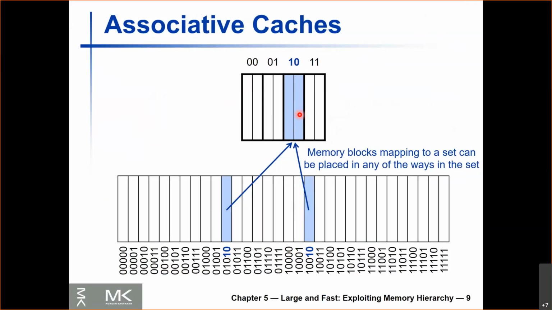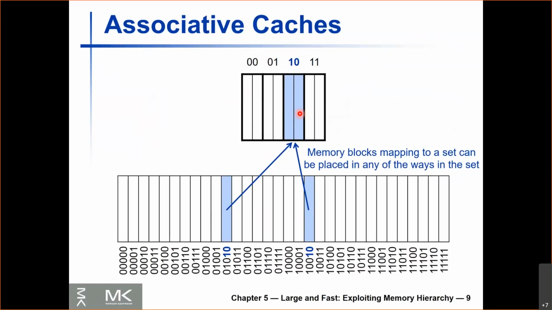And the advantage of this is that now, even though these 2 blocks conflict because they have the same index, they can still both sit inside of my cache, and I can still access them both without thrashing the cache. So this is in general the idea of associative caches.